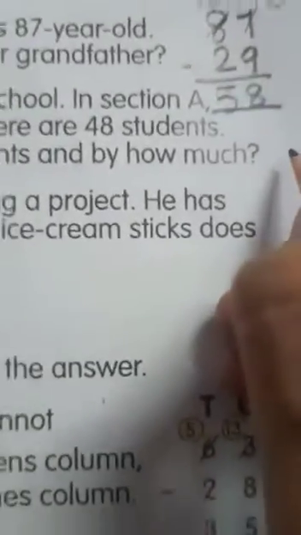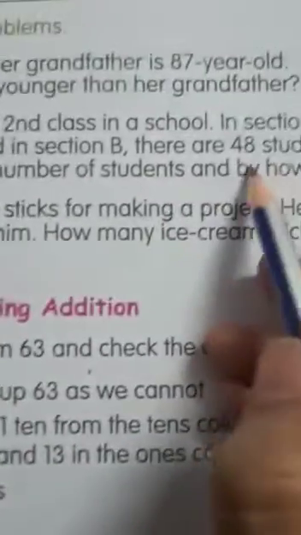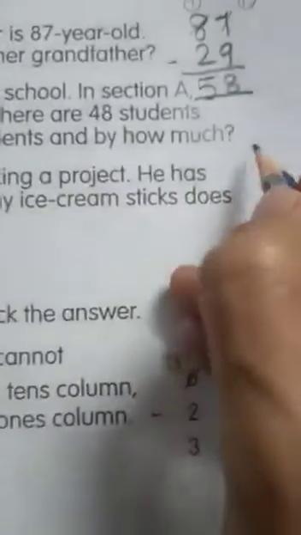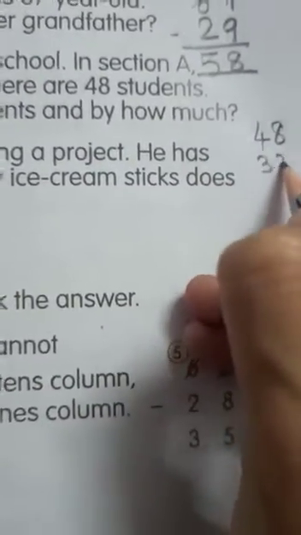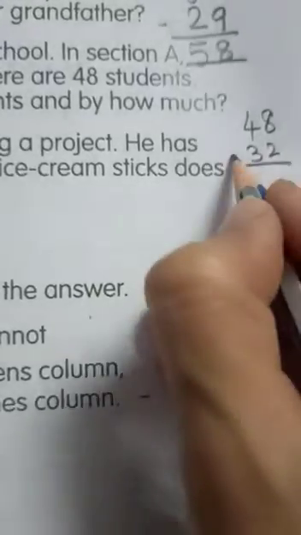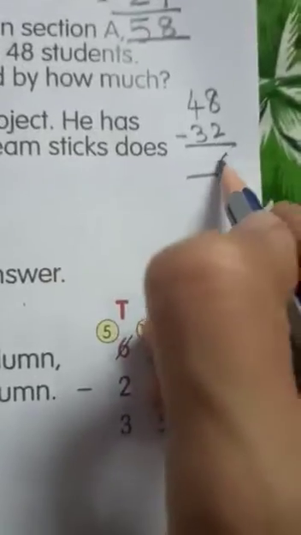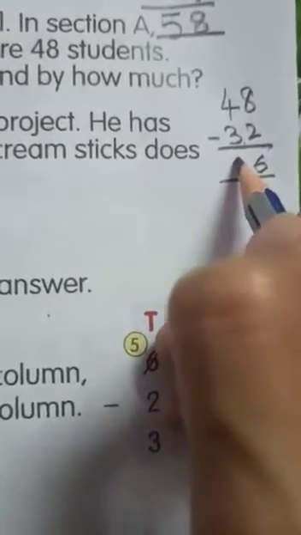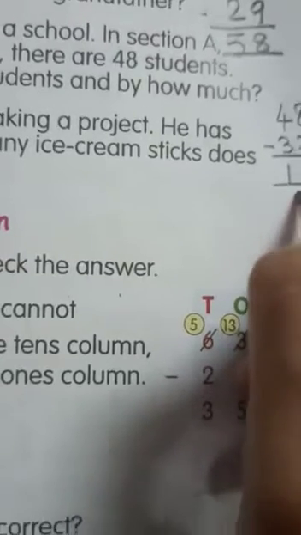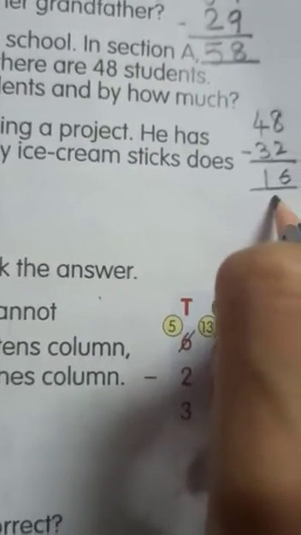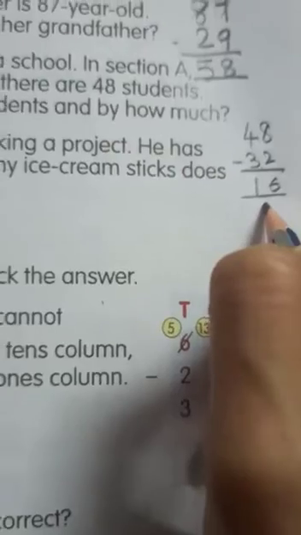Children, section A is of 32 students and section B is of 48. So let's subtract 32 from 48 to find which section is having more students. 8 minus 2 is 6. 4 minus 3 is 1. So children, section B is having more number of students than section A.